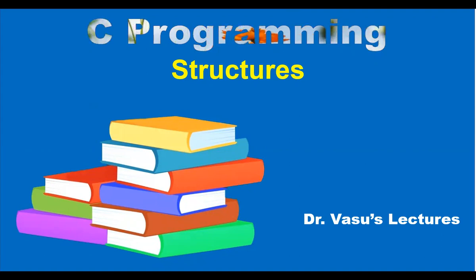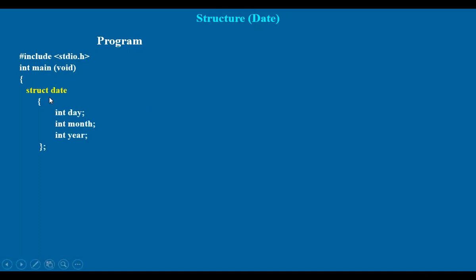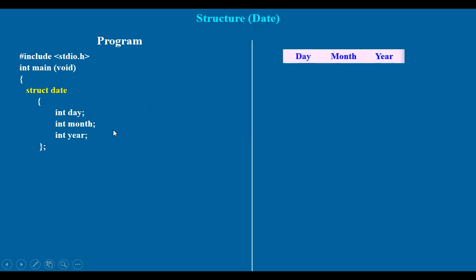Okay, now let us see how the dates are handled here in structures. Suppose we have defined a structure date. It has three elements: day, month, and year. When you define a structure, these are the fields. Now we are declaring a variable named joining date. Joining date is a variable, and it is of structure date type. Structure date we have already mentioned, so this is a variable.